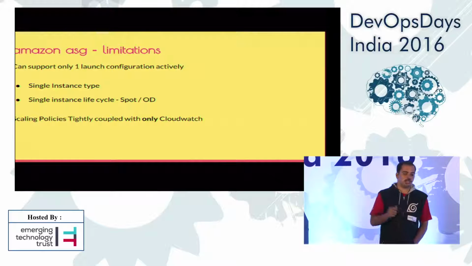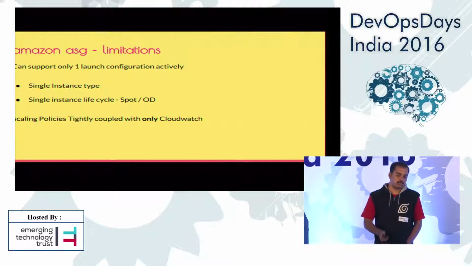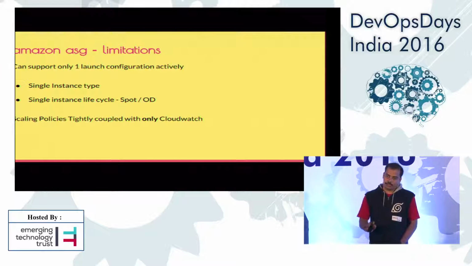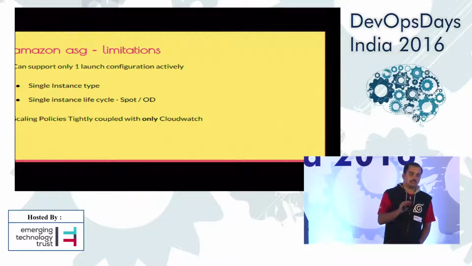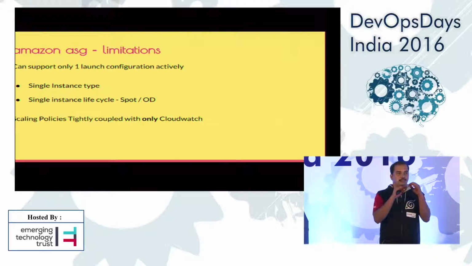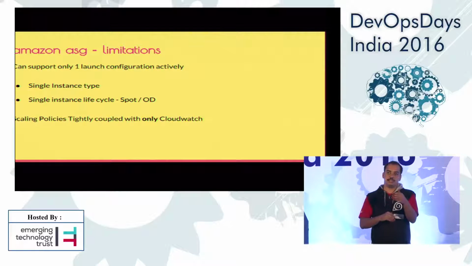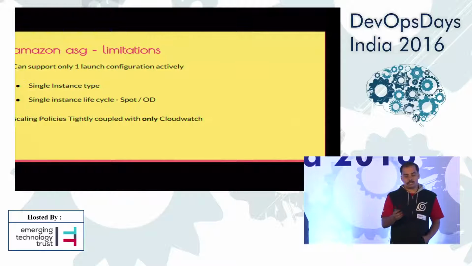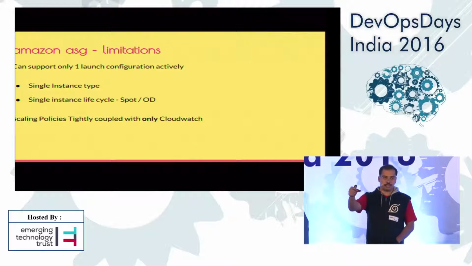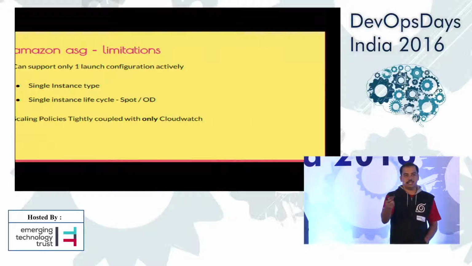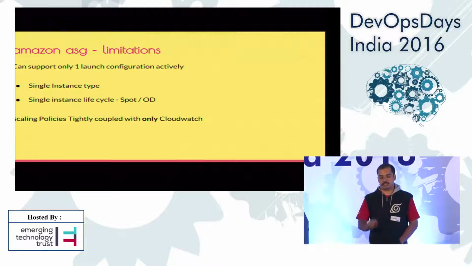that it can only support one active launch configuration at any point in time, which means you can only have one instance type running at any point in time in your cluster. I mean, it's not exactly at any point. You can have different instances with different LC configurations, but the active one is what is used for any new instances that are coming up. You can't write any complex logic if you want to say, I want this many C3 and this many M3 instances and things like that.